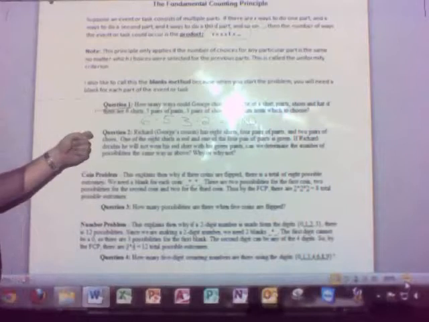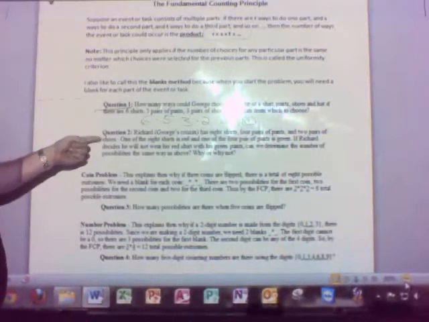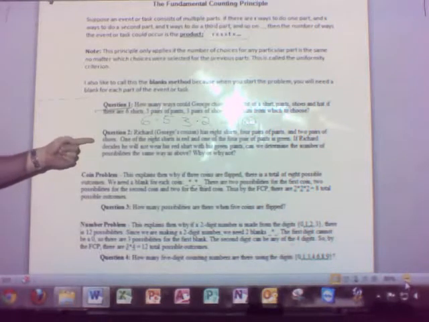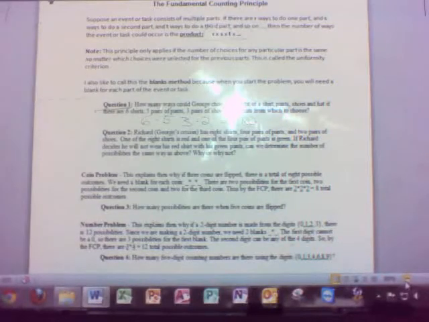Okay, question 2. Richard, George's cousin, has 8 shirts, 4 pairs of pants, and 2 pairs of shoes. One of the 8 shirts, though, is red, and one of the 4 pairs of pants is green. If Richard decides he will not wear his red shirt with his green pants, can we determine the number of possibilities using this multiplication here, and why or why not? Well, obviously not. That's why I've brought this question here. But the reason why not? Why can't we do that?